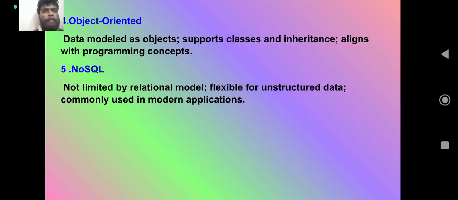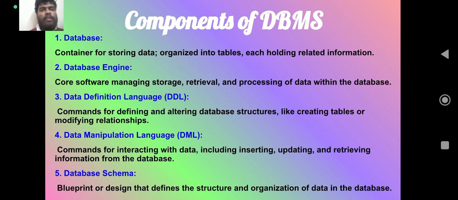Okay, and object oriented, data modeled as objects, supports classes and inheritance, aligns with programming concepts, that is data is stored in the objects. Okay, and NoSQL, not limited by relational model, flexible for unstructured data, commonly used in modern applications.